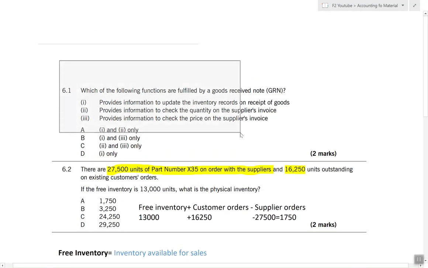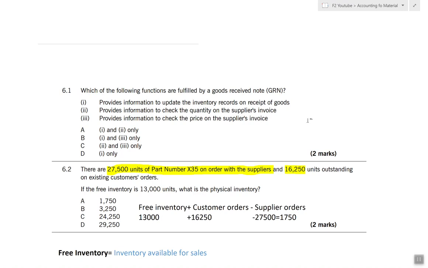And then, which of the following functions are fulfilled by goods received note? Remember, goods received note is a document that is used to confirm that the goods have been received. In goods received note and goods delivery notes, price is not important. The quantity and description of the goods is important.